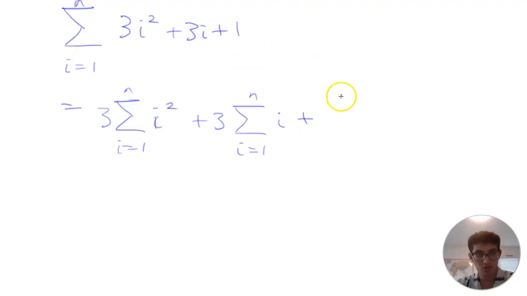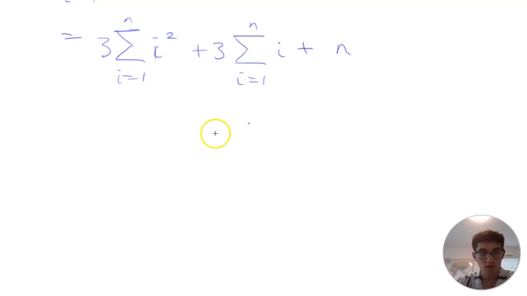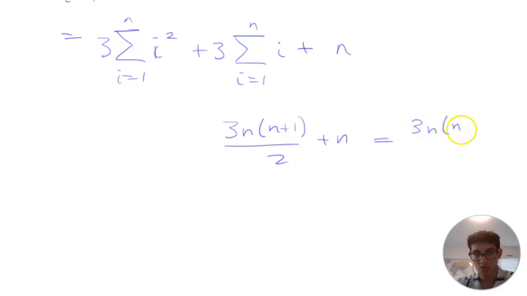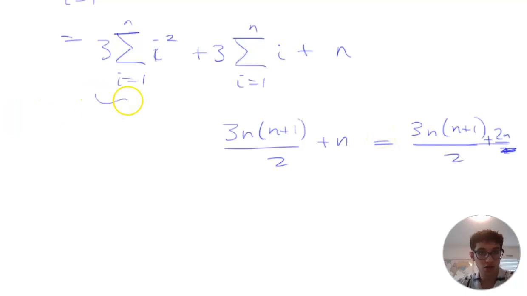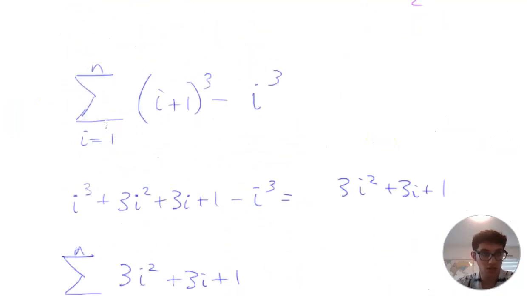And then what's the last one going to be? Well, that's just going to be n again, right? We already know how to do this. We just figured that out. So this will be 3 times n plus 1 over 2 plus n. So that will just be 3n times n plus 1 over 2 plus 2n over 2. And now to proceed, we just have to figure out what this is, right? And what is that going to be?